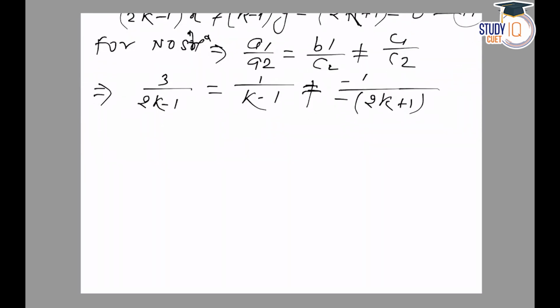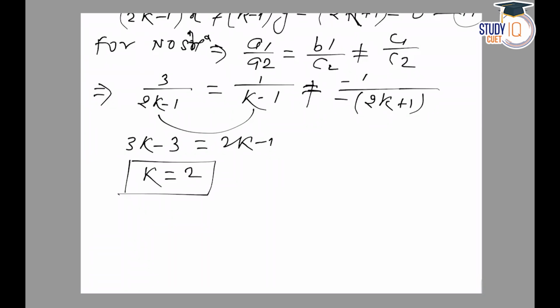So from these two, by cross multiplying we get 3k minus 3 equals 2k minus 1, so k equals 2. If we put k equals 2, then we get c1 upon c2 as 1 by 5, which is not equal to a1 upon a2 or b1 upon b2. So k equals 2 is the right answer.